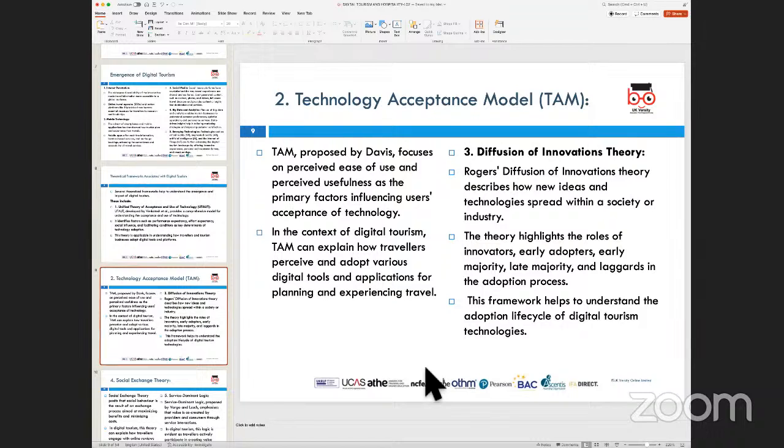Now, what they're looking at doing is trying to see, with the help of this theory, whether there are people who would be interested in this activity and whether they are going to be adopters. So that is driving the demand for space tourism in particular.